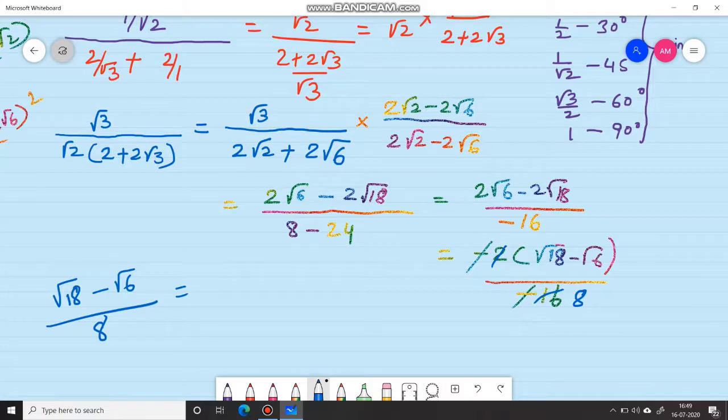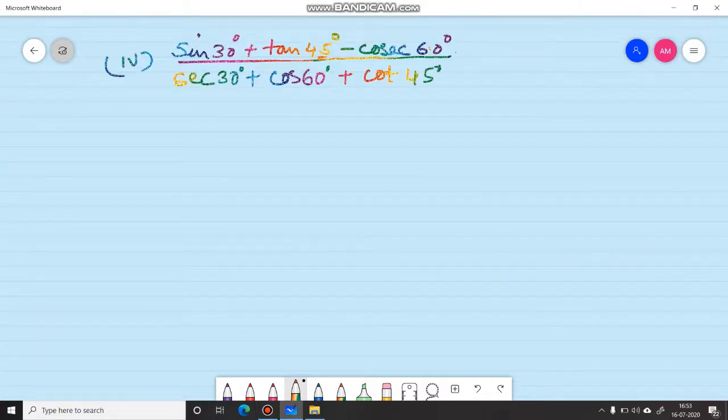So if you take out 9 from the square root, you can get 3 and left with 2 inside, minus root 6 divided by 8. So your final answer is 3 root 2 minus root 6 divided by 8. Yes, dear children, let us now see the next question.